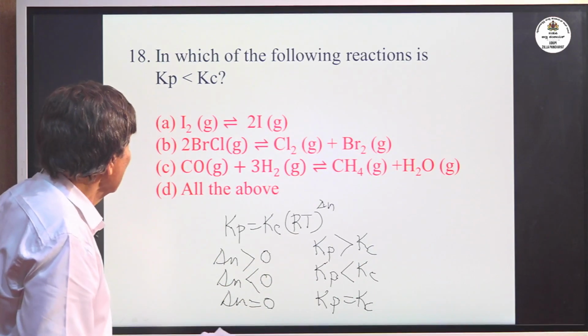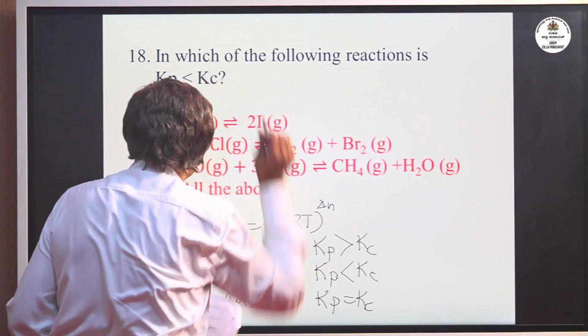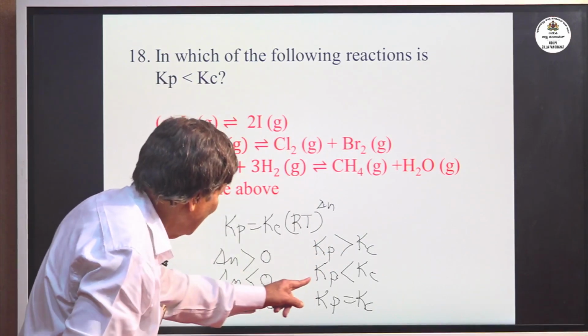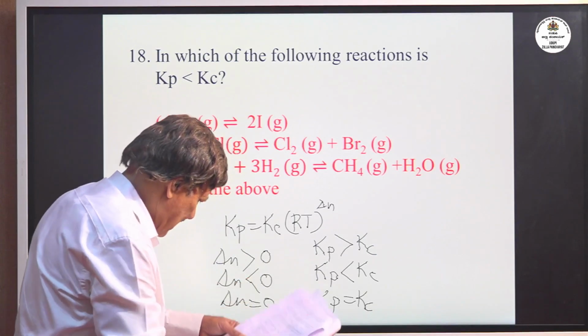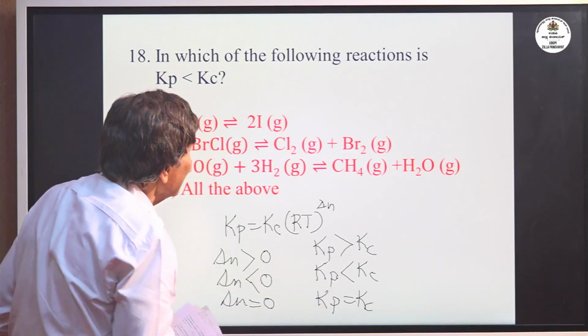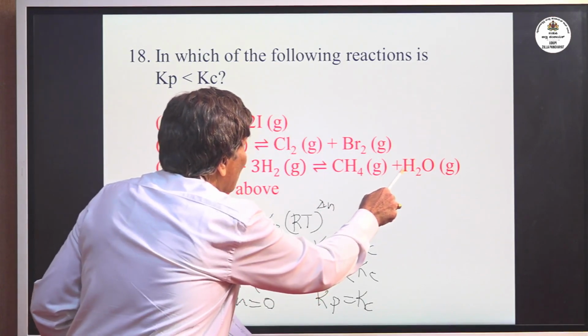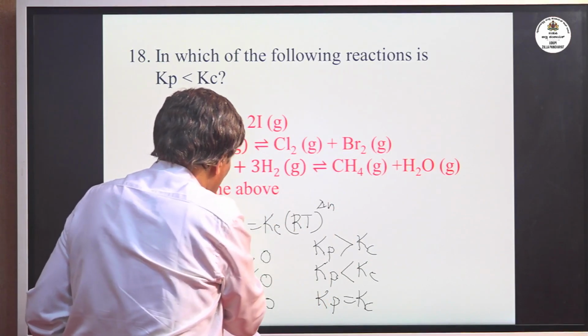What have I asked you? In which of the following reactions is Kp less than Kc? Kp is less than Kc. Delta n should be less than 0. So delta n is less than 0 in which case? See here, reactant 1 plus 1, 2, product. Okay, so product, correct?